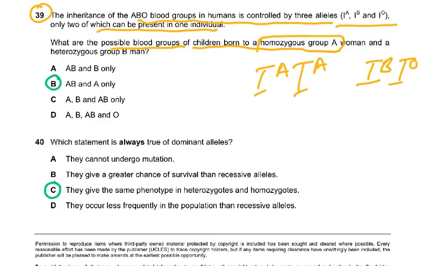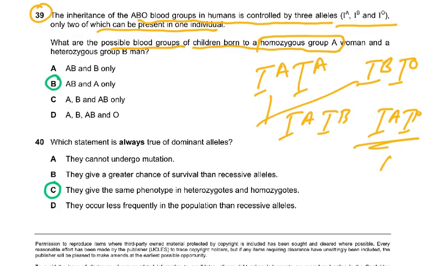Now what are the possible children? It can be either AB or AO. That's it. Can't be anything else. So the answer was, this couple can only have an IAIB child and an IAIO child. IAIO means it's group A, and IAIB means it's AB group, phenotype. This is the genotype, that's the phenotype.